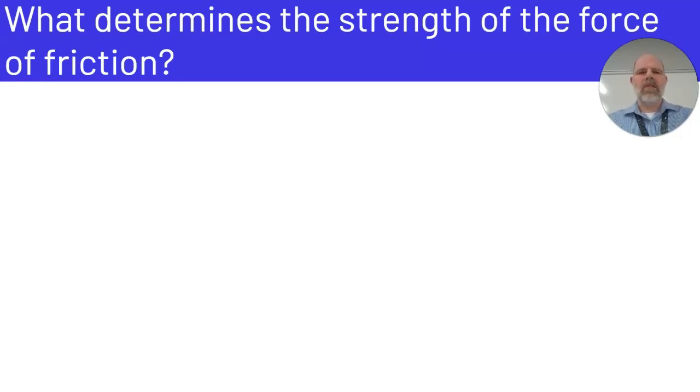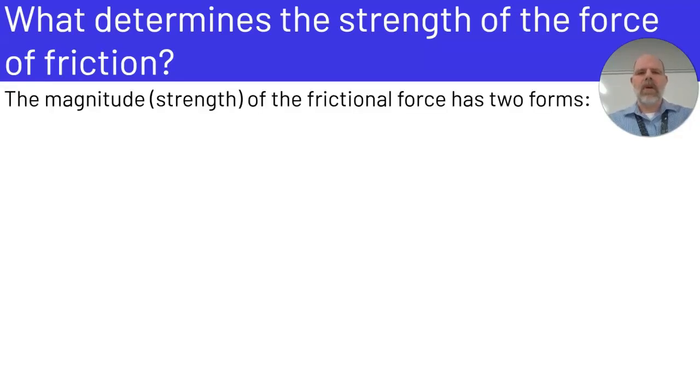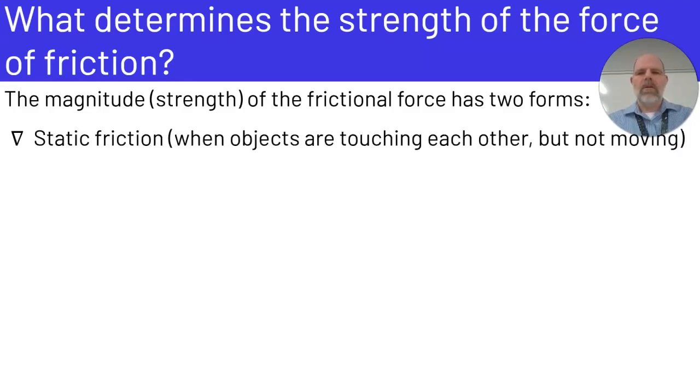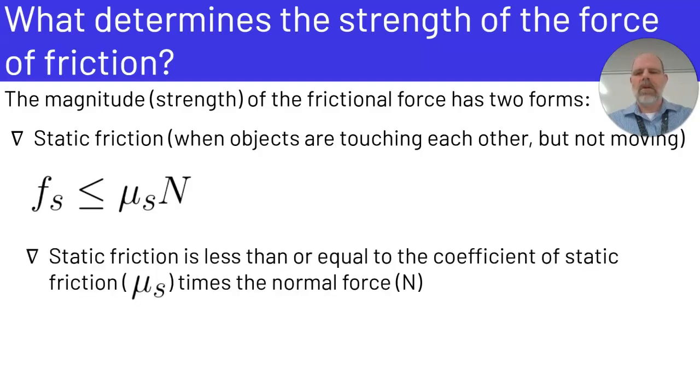So what determines the strength of the force of friction? The magnitude or strength of the frictional force has two forms. It has static friction when objects are touching each other but not moving, and the equation for static friction is actually an inequality. The force of static friction is less than or equal to mu sub s times N. So static friction is less than or equal to the coefficient of static friction, mu sub s, times the normal force, N.